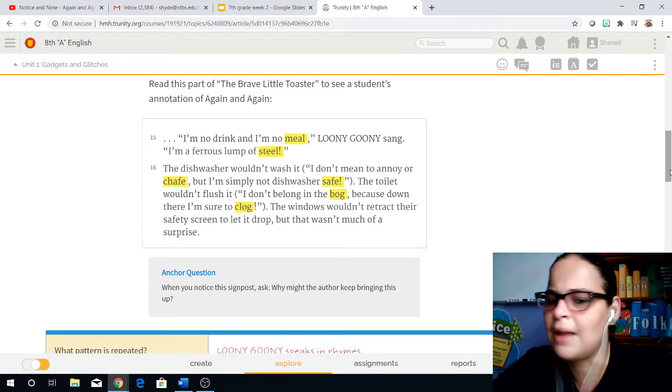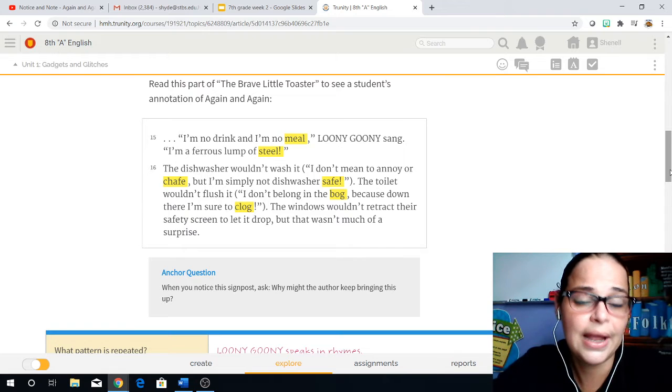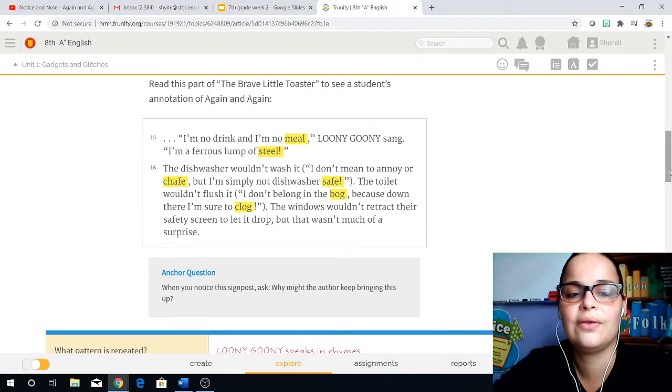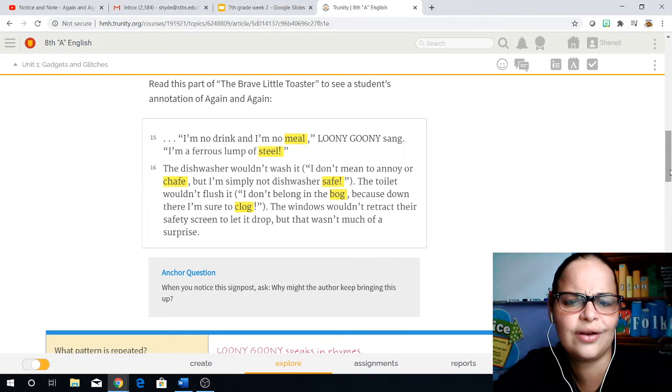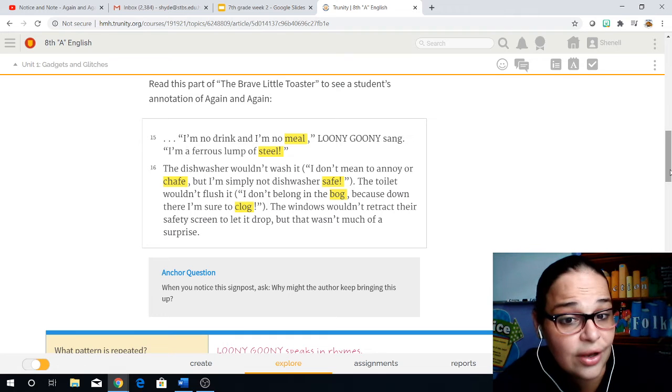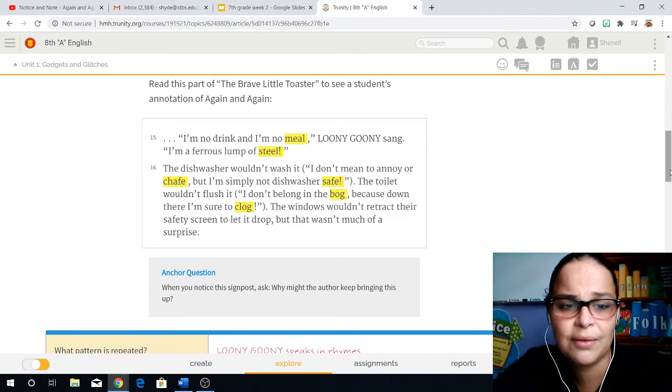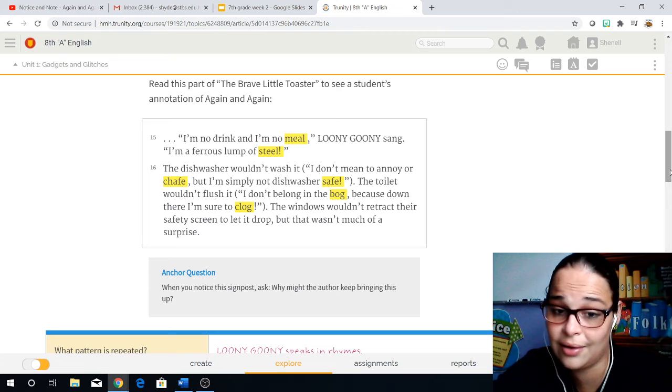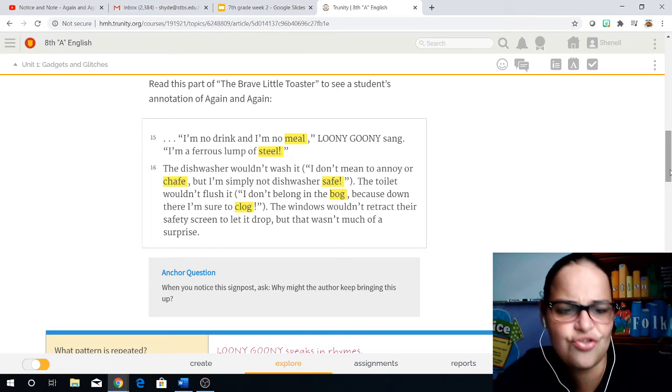I'm no drink, I'm no meal, Loony Goony sang. I'm a furious lump of steel. The dishwasher wouldn't wash it. I don't mean to annoy or chafe, but I'm simply not dishwasher safe. The toilet wouldn't flush it. I don't belong in the bog, because down there I'm sure to clog. The windows wouldn't retract their safety screen to let it drop, but that wasn't much of a surprise.